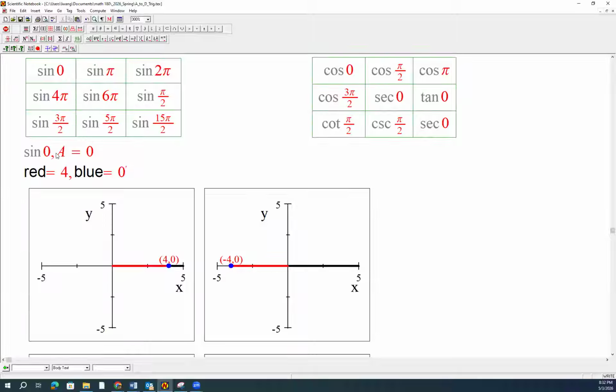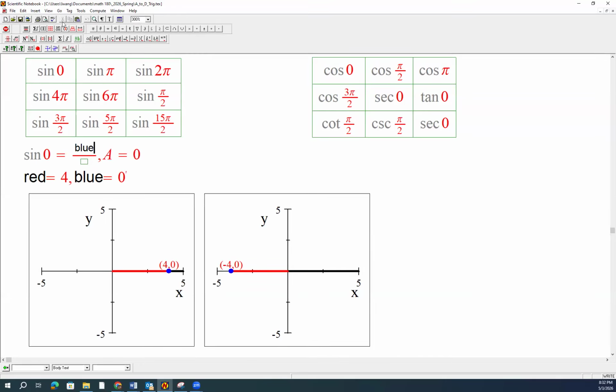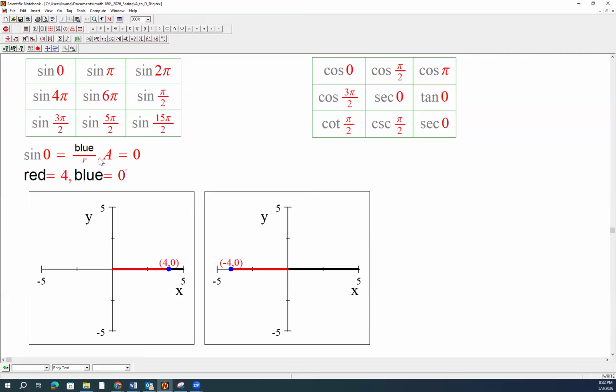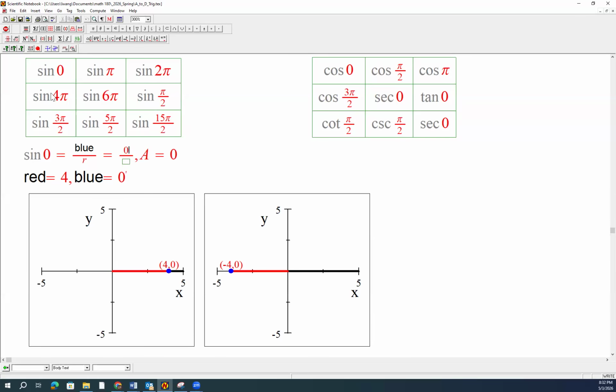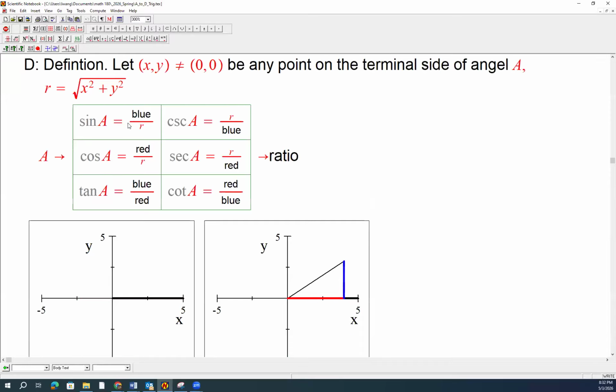And sine 0 would be equal to blue divided by R, right? And we know that blue is 0. And with 0, we don't even need to find R. R is going to be positive. So in that case, sine 0 is 0. So we measure the angle, pick any point on the terminal, identify red and blue, and then we just follow the definition, and we will find the ratio we wanted.